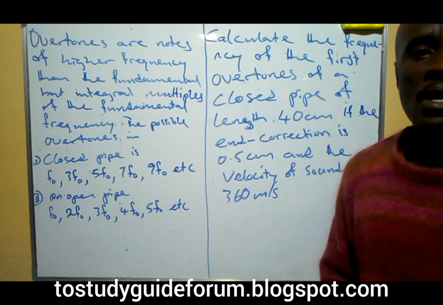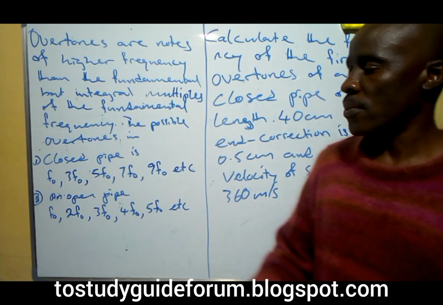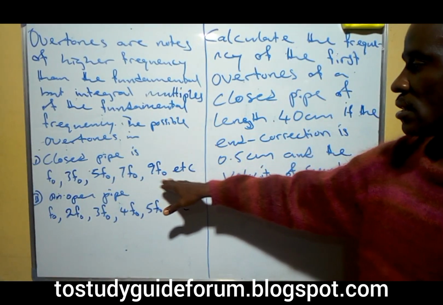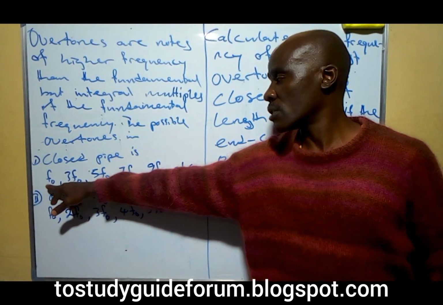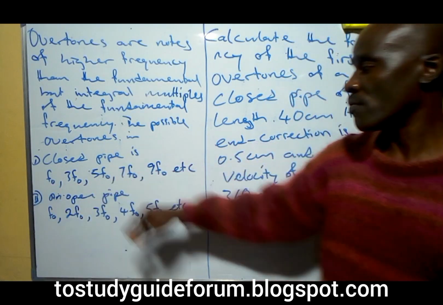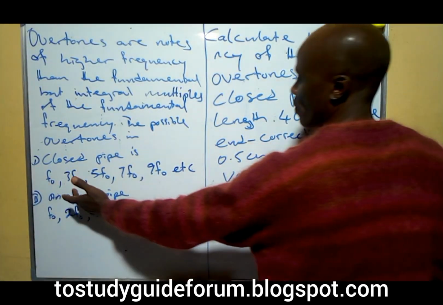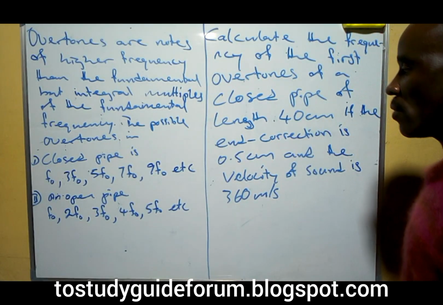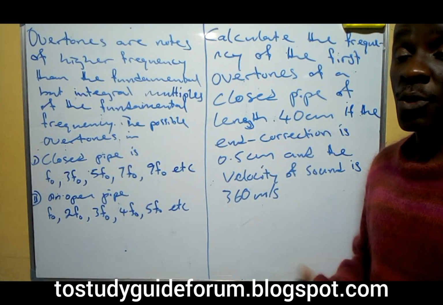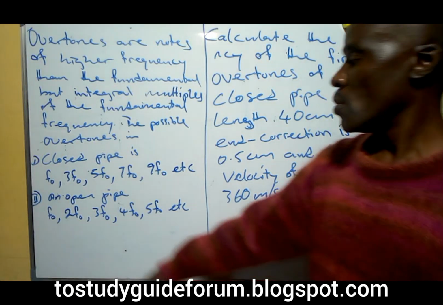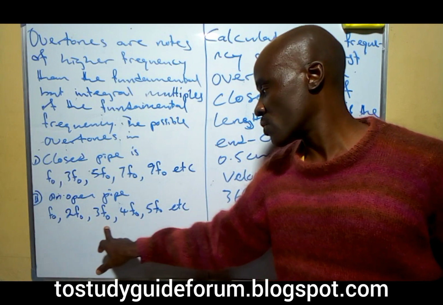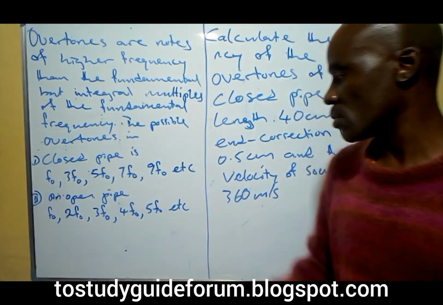And in a closed pipe, we can have something that looks like this. That is the other one. You see, this one is the fundamental frequency. Multiples of it are the overtones: the first overtone, second overtone, third overtone, and the fourth overtone, and so on and so forth. In an open pipe, we also have the fundamental frequency, then the first overtone, second overtone, third overtone, and fourth overtone.